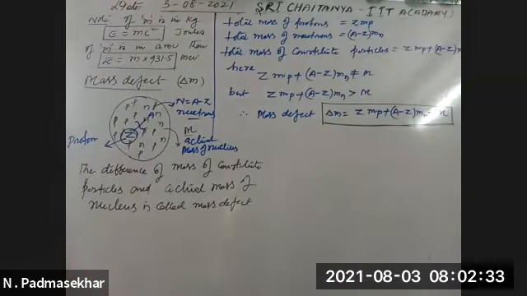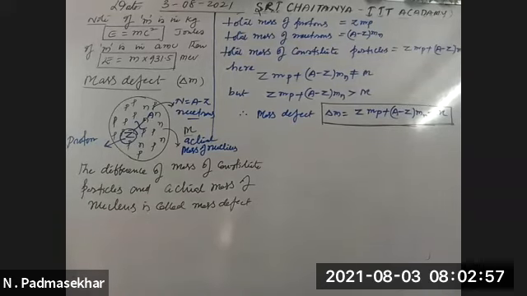Right? So that is the mass defect. Mass defect is equal to ZMP plus A minus ZMn minus M. Suppose here, this is the nucleus actually. That is a nucleus.